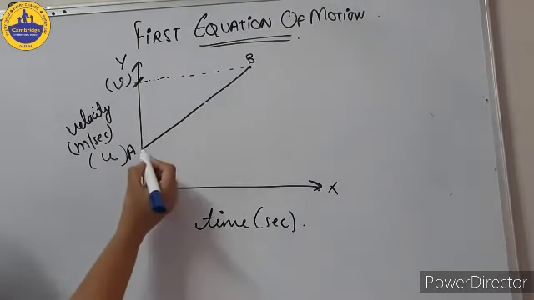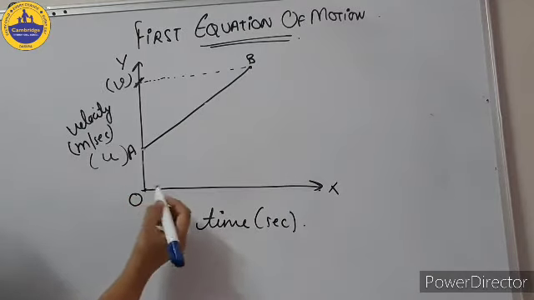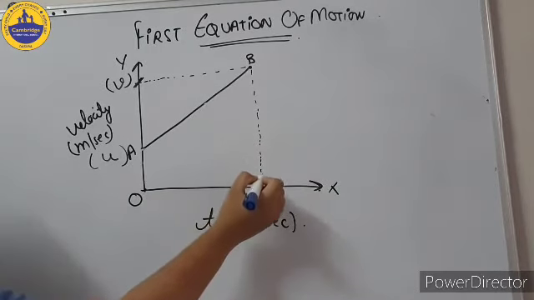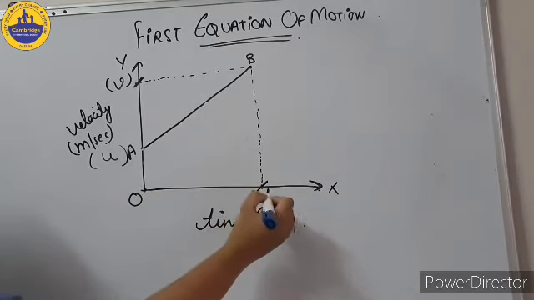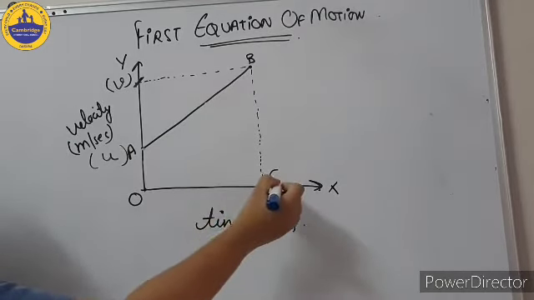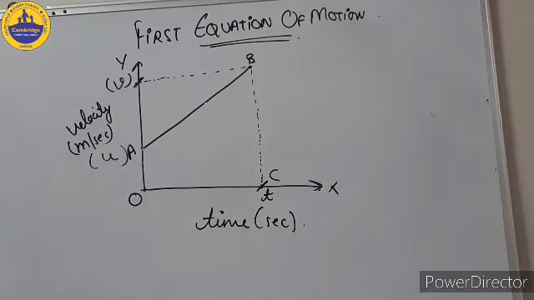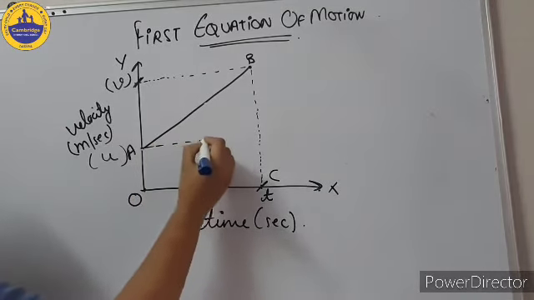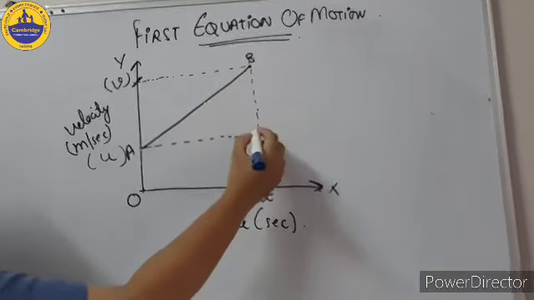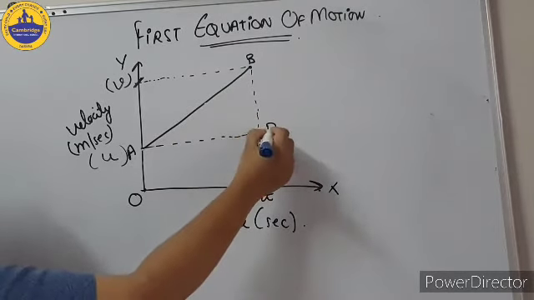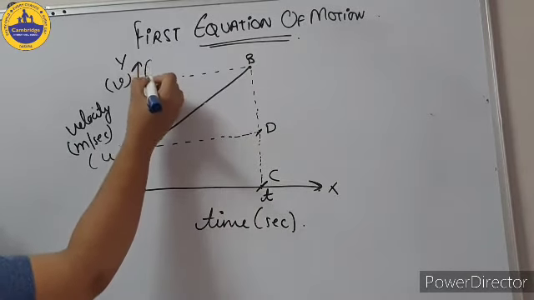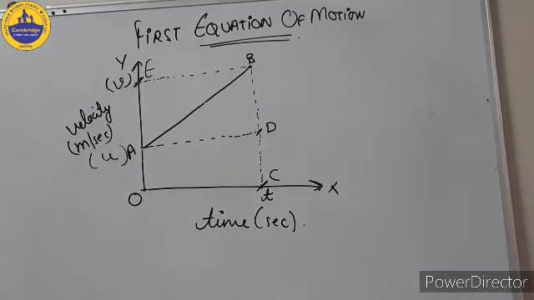Similarly, at A the time is 0, at B let's say the time is t, and let's label this point as C. Now we are going to split it. We draw a perpendicular from A on BC, on this line BC, and where it cuts BC, we write it as D. The perpendicular which we have drawn here, we write it as E. So we have written all the points.